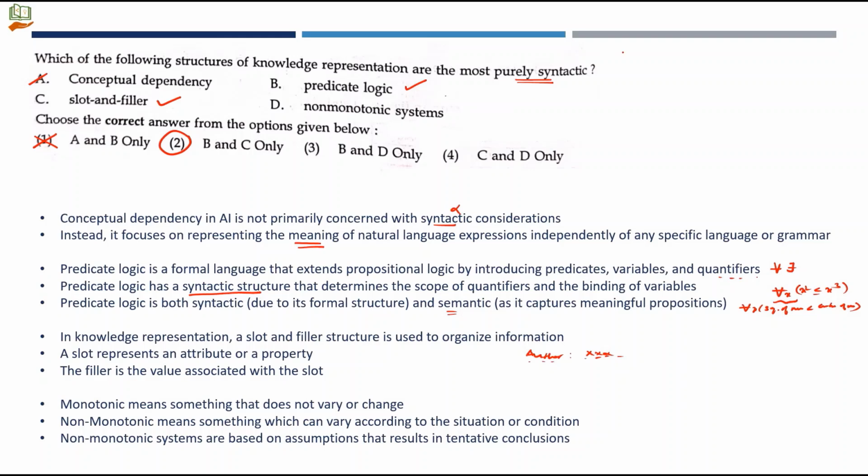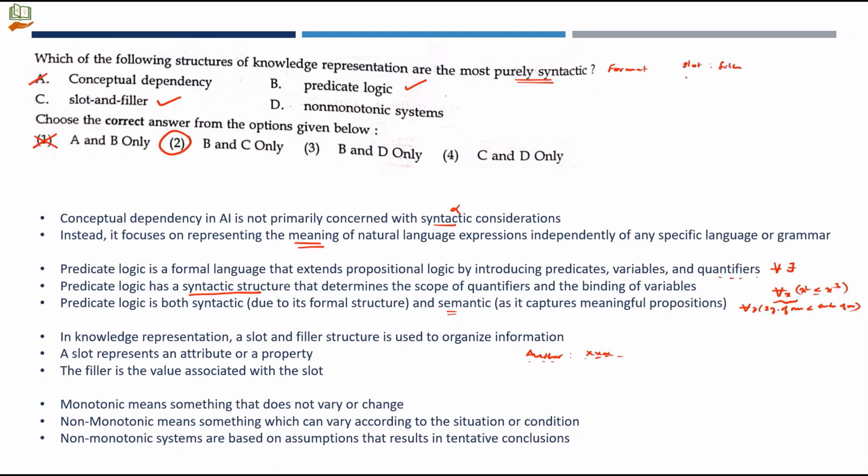What is the use of syntax? Syntax is a static structure. It will give you some kind of format. Format in the sense it will have a formal structure. Say if you take slot and filler, slot will be representing the attribute. So it will have a form like slot colon filler. This will stay always true.